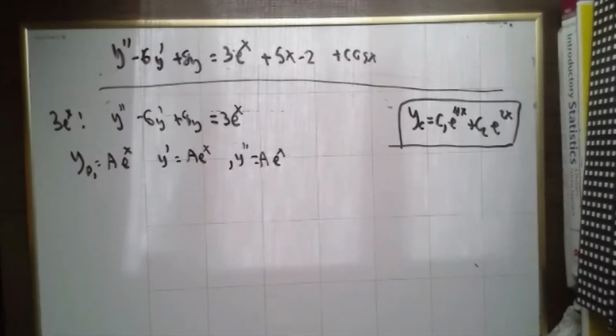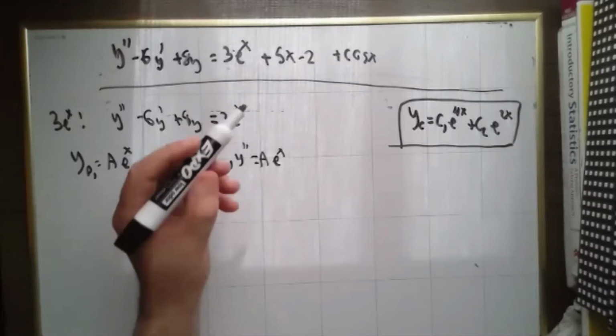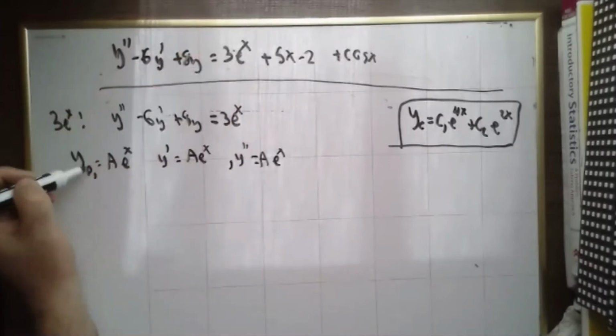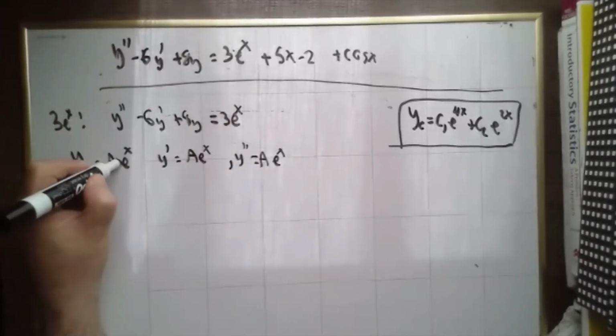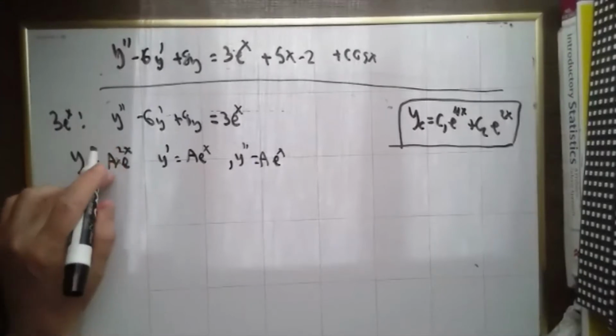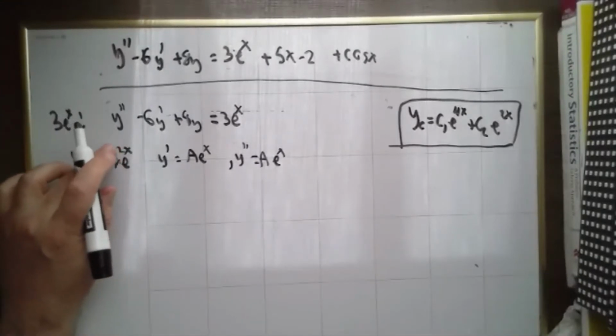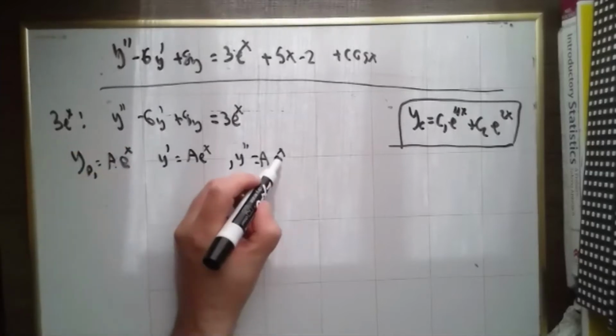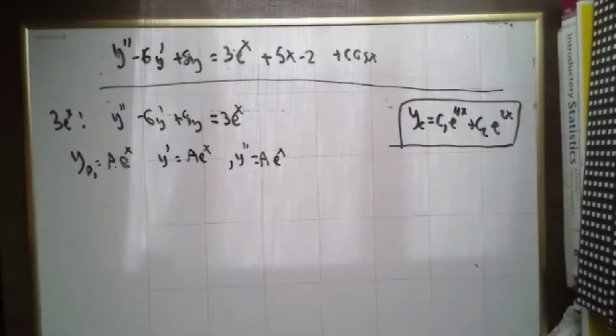So just like we did in repeated roots, we'd have to tack on an extra x. So if I had had a 2x up here, then this wouldn't work at all. I would need to tack on that extra x there, ax e to the 2x. But I have not used up e to the x yet, so I'm free to use it.